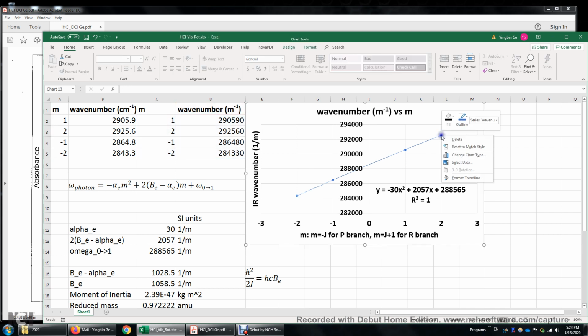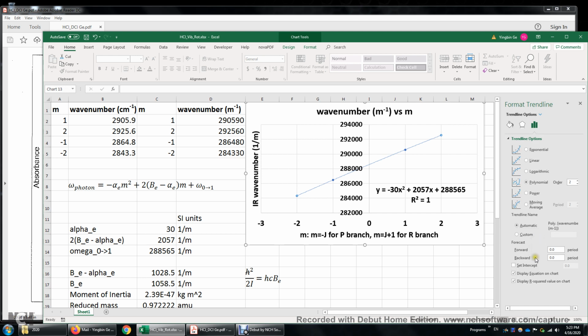We do a second order polynomial equation fitting. So format trend line over here. What you need to do is display the equation, display the R squared value, and also make sure you choose polynomial instead of linear. The order is 2, so it's going to be a quadratic equation.